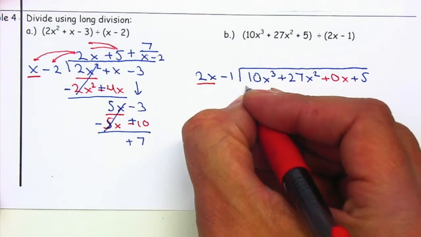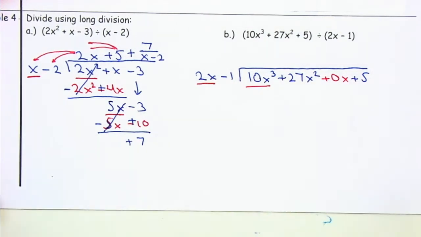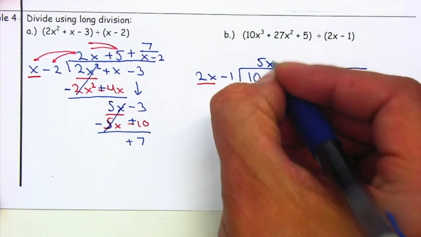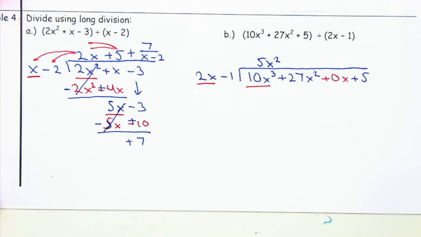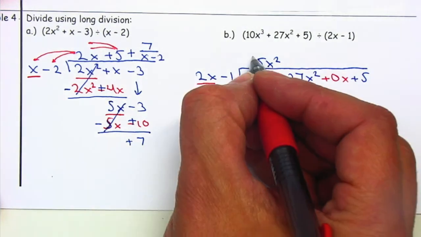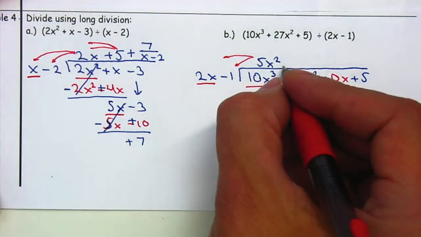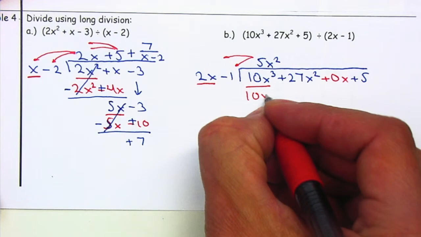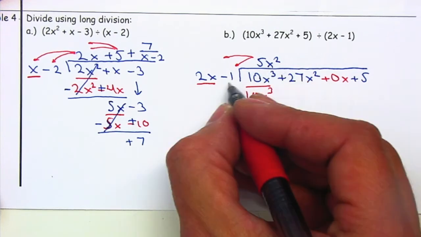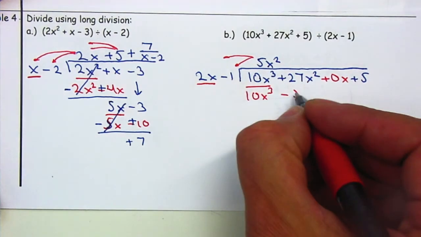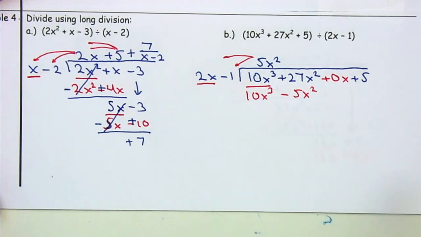What do I need to multiply 2x to get 10x to the third? That'll be 5x squared. I'm going to multiply the 5x squared times each one of them. So 5x squared times 2x will give me 10x to the third. 5x squared times negative 1 will give me negative 5x squared.